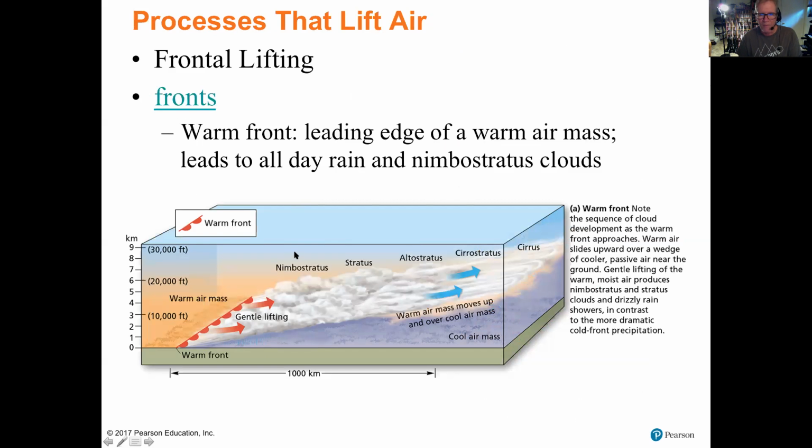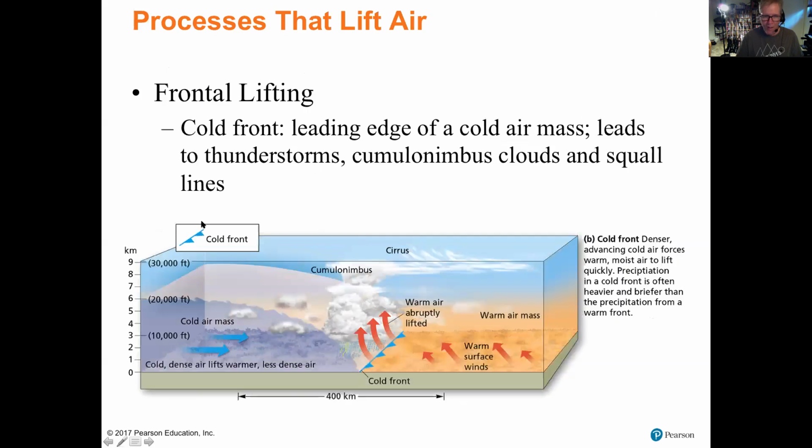So there are two types, warm fronts and cold fronts. The warm front, the leading edge is a warm air mass. You're going to get all day rain and nimbostratus clouds. The warm air is gently lifted over the cool air mass, and as it does, it cools down and we get moisture. That's your warm front. It's usually indicated in red, with these semicircles right here. The cold front is the leading edge of a cold air mass, and it's usually indicated by blue triangles.